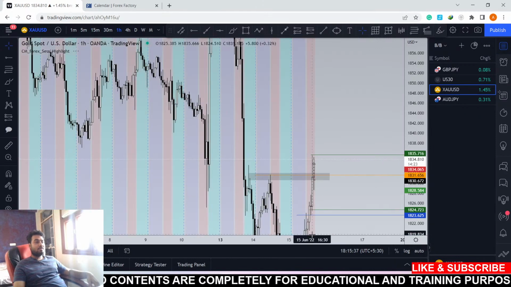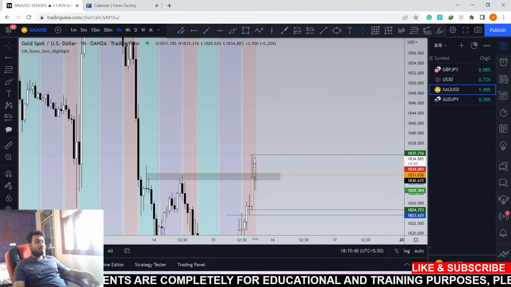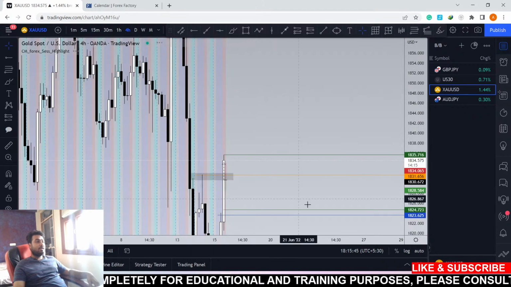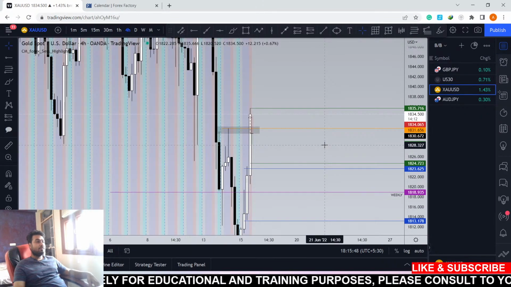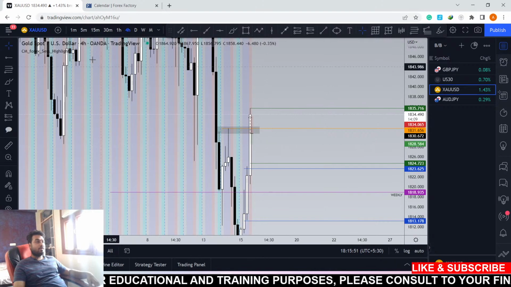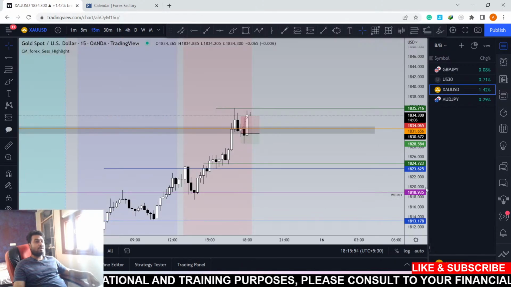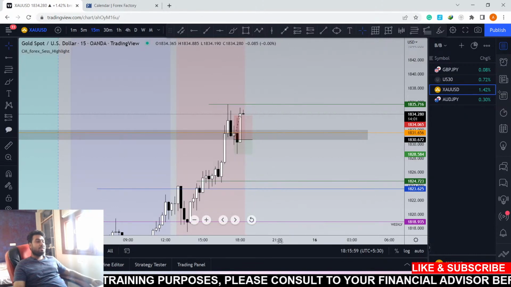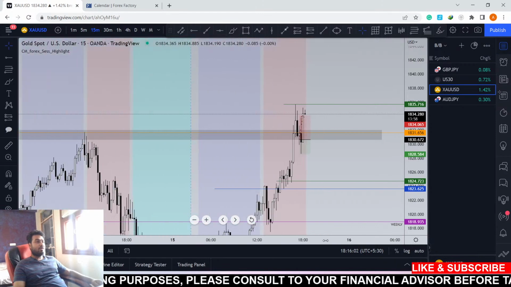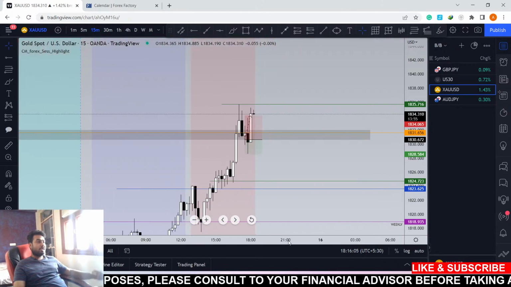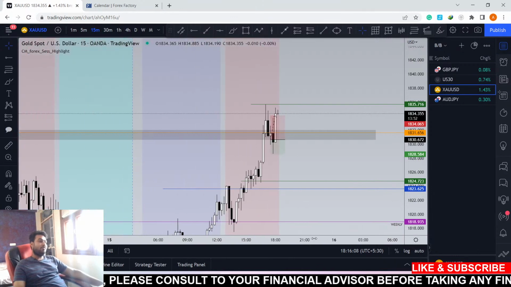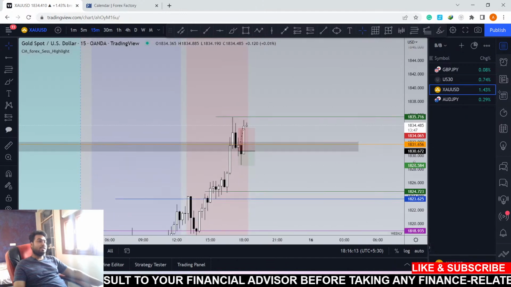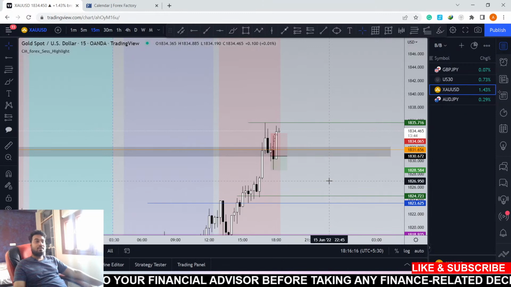I'm telling you this because many people think that you need a lot of pips to make a lot of money. No, you just have to catch a small tip to make a big return. You don't need to catch an entire move. A small tip, that's it. That will be enough.